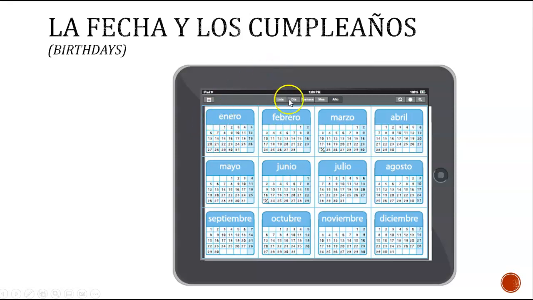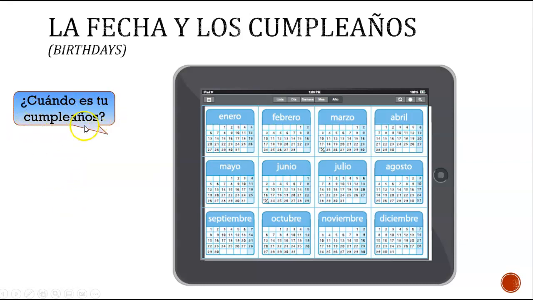Enero, febrero, marzo, abril, mayo, junio, julio, agosto, septiembre, octubre, noviembre, diciembre.